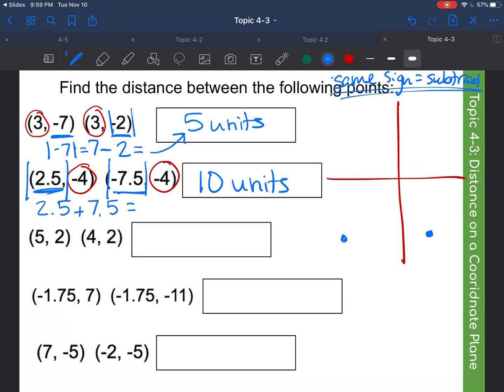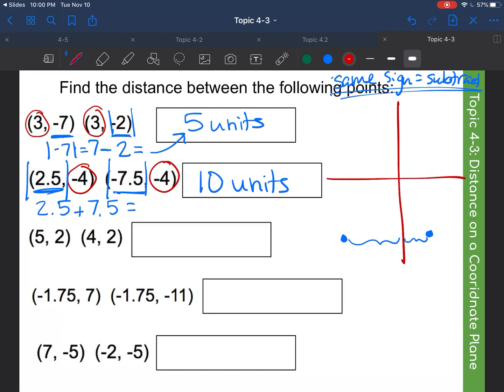7.5, negative 4 is around here. They're in 2 different quadrants, so we have to add this section and this section to get our total amount of units, okay? Do the next one by yourself. Find the distance between (5, 2) and (4, 2), and see what you get.